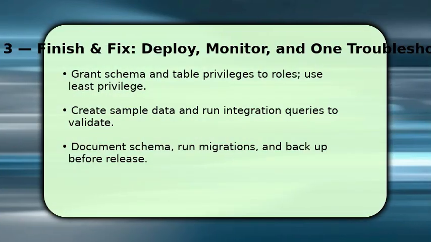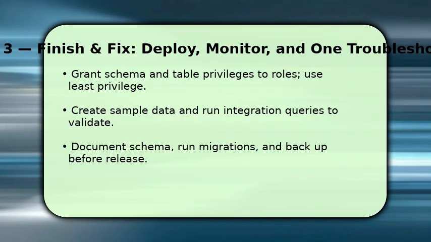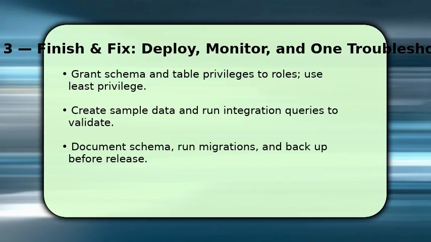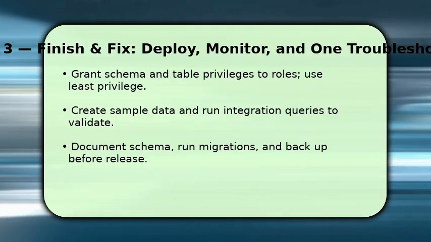You finish by applying privileges and validating behavior. Grant select, insert, update, delete only to roles that need them, and test with sample data that exercise constraints and joins. Once validated, create migration scripts or DDL snapshots and include rollback steps. Store them in version control. Make a backup before deploying to production and monitor performance after release.